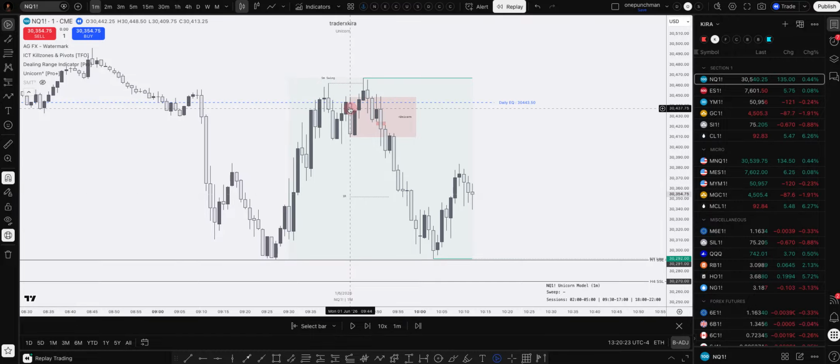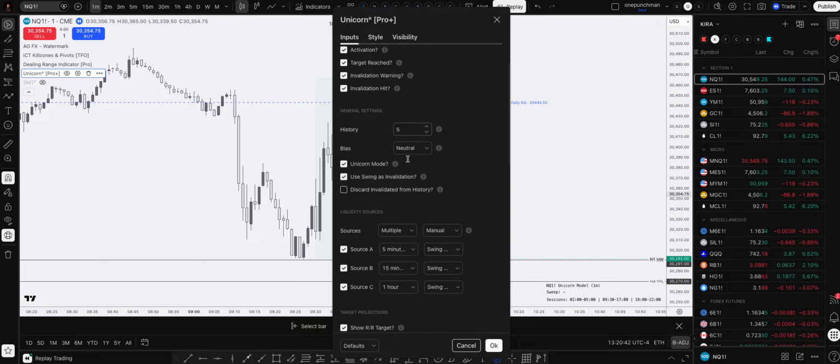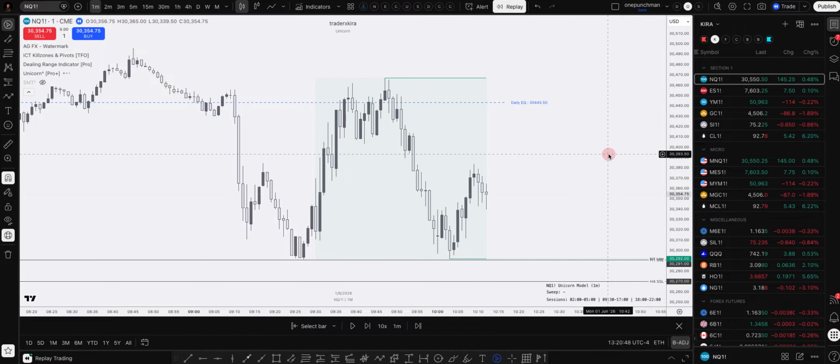Beautiful setup. The only issue I would have with this unicorn is, so you can see I have it set where it's catching 5-minute swings. The only reason I have that set is because sometimes the indicator will not validate. Like if I had this set as a 15-minute, here, let me show you what I mean. So let's say if I just had it set to 15-minute, it'll disappear, right?